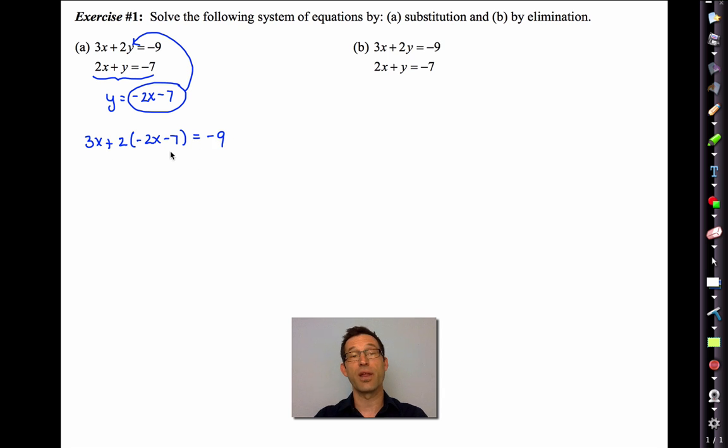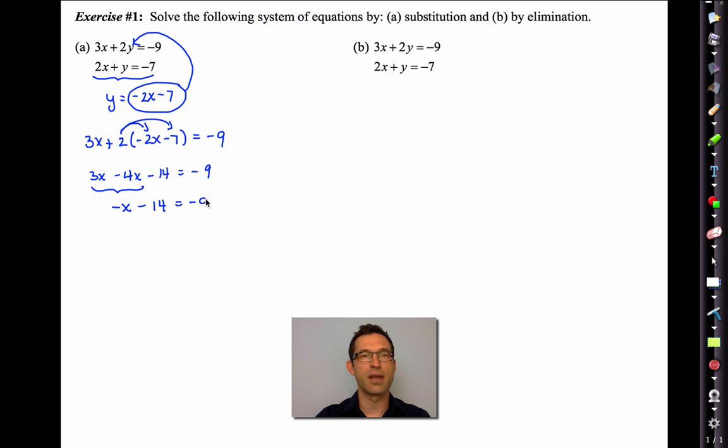And notice, kind of like elimination, we only have one variable now. Of course, I can solve this for x by distributing that 2 using the distributive property. I'll get negative 4x minus 14 equals negative 9. I can now combine some like terms. Positive 3x, negative 4x is negative x, minus 14 is negative 9. I can now add 14 to both sides and get negative x equals positive 5. Now, of course, that's pretty easy to finish. Either multiply or divide both sides by negative 1, and we'll get x equals negative 5.